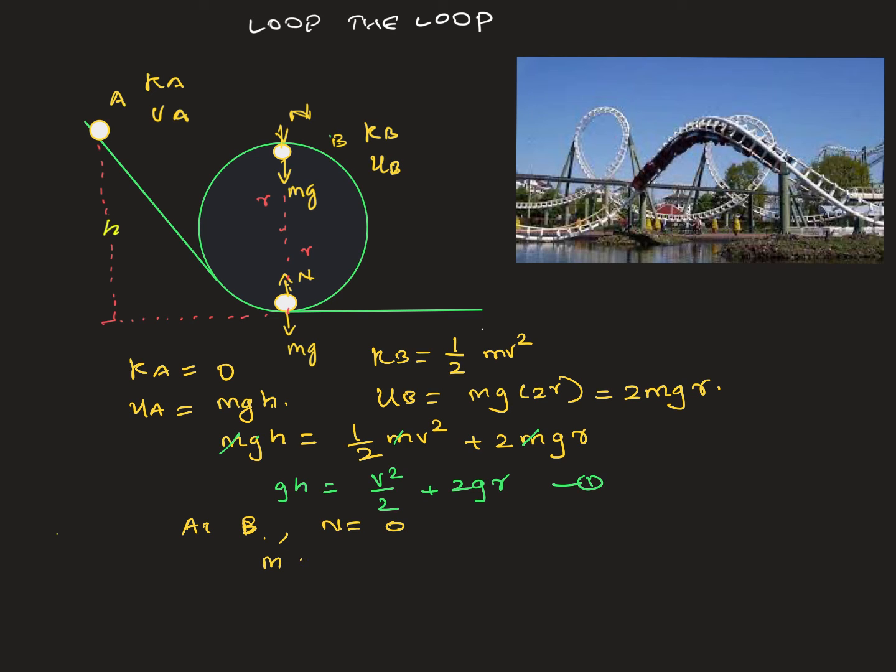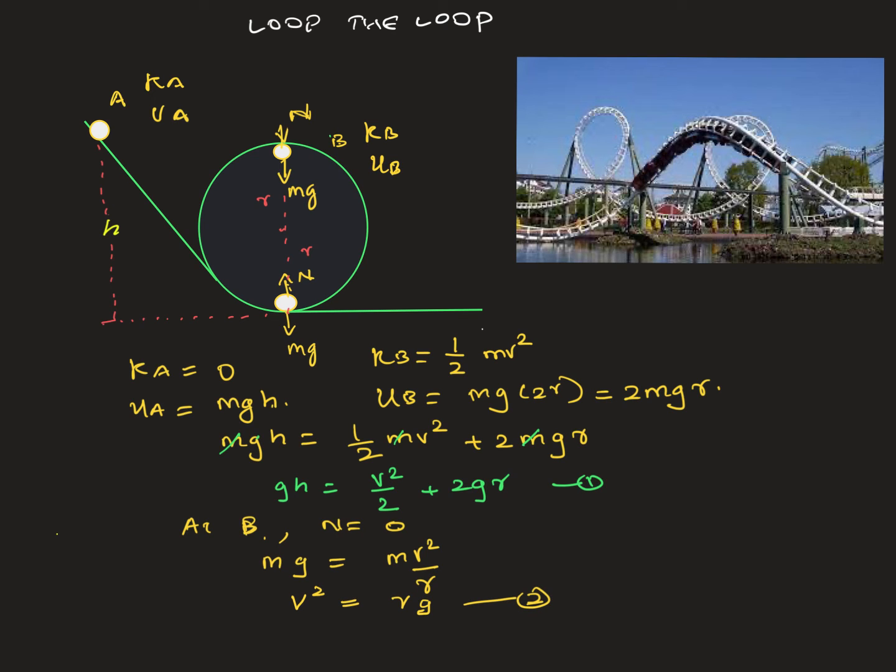That means mg, that's the total net force, is equal to mv squared over r. That means we get an equation here: v squared is equal to rg. So that's the second equation.